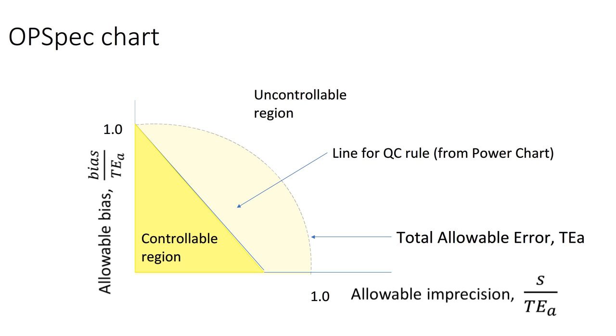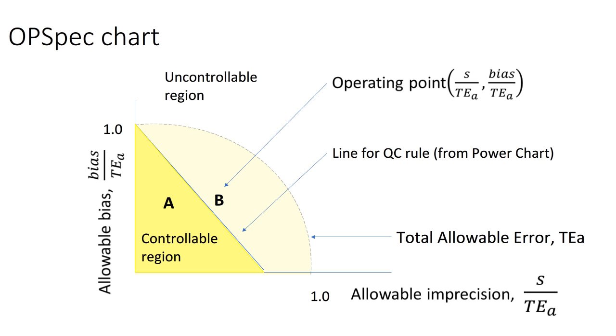In a sense, the controllable region represents the points that are safe with respect to a particular QC plan. So what you should take away from this is that every QC plan is associated with a line, like the one shown here, that divides the operating plane into two regions, a controllable region and an uncontrollable region. And the controllable region represents an area that can be operated safely for a particular QC rule. Each QC rule has a controllable region. Any process with an operating point in the controllable region can be safely managed by a rule that covers that region.